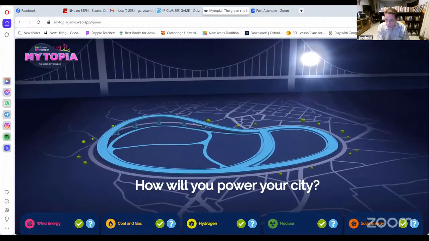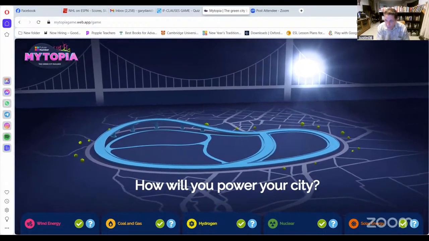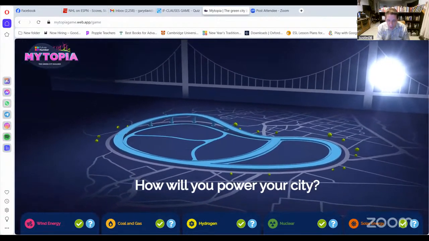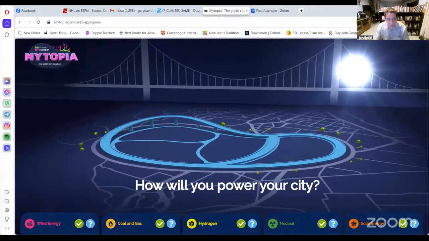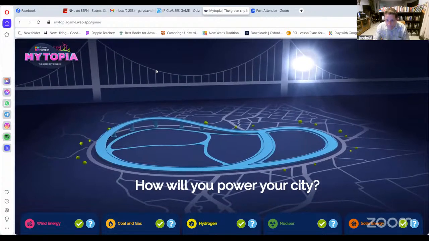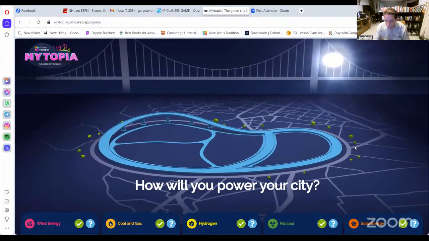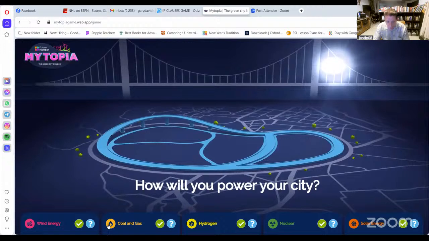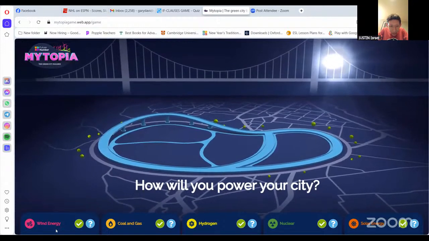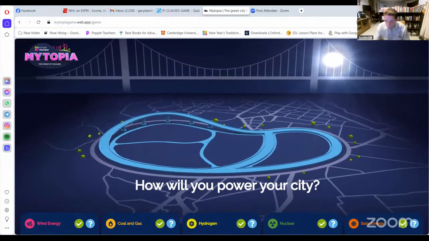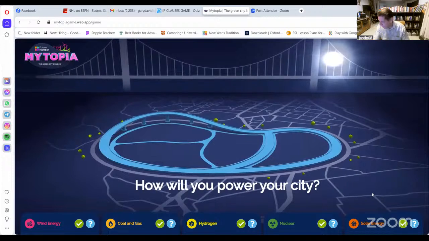Okay, could be. So what we're gonna do here is we're gonna create a utopian city, and that means we're gonna create a perfect city in our eyes, in our vision, and at least it's perfect for the environment. Okay, and we're gonna call this city Mytopia. Okay. So, the first thing we need to decide about our city is how will you power your city? Okay, Justin, you can see the choices here. So we've got wind energy, coal and gas, hydrogen, nuclear power, or solar energy. What do you think is the best option?